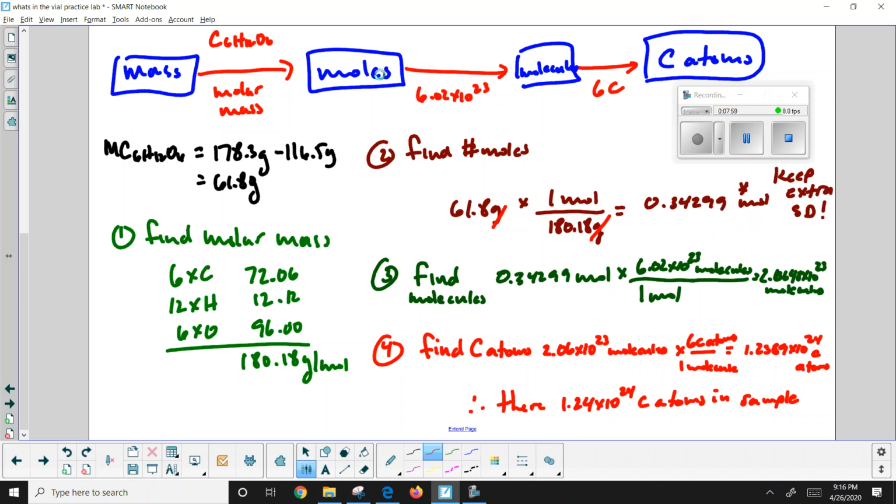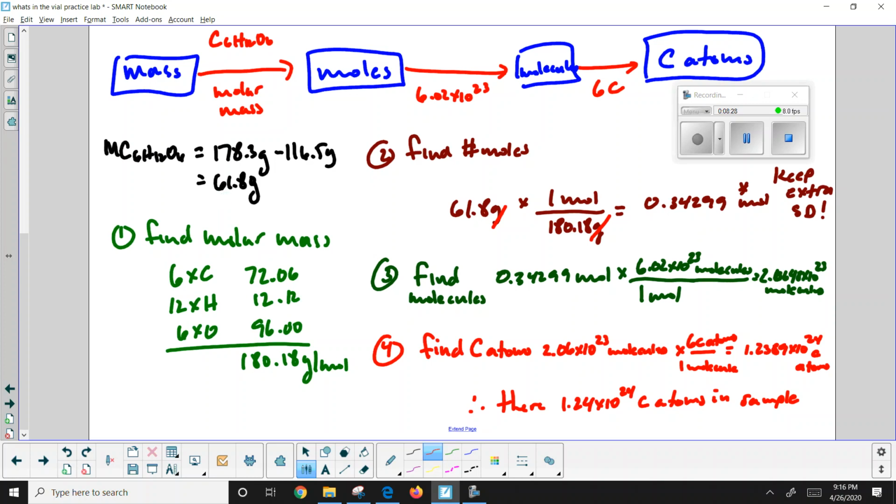Well, if I know the number of moles, I can figure out how many molecules I have from Avogadro's number. So I've got about 34% of a mole, which means I've got 2.0648 times 10 to the 23 molecules of glucose. Then the next step and the final step is once I have the number of molecules, I know there's 6 carbon atoms in each molecule, which gives me 1.2389 times 10 to the 24th carbon atoms.